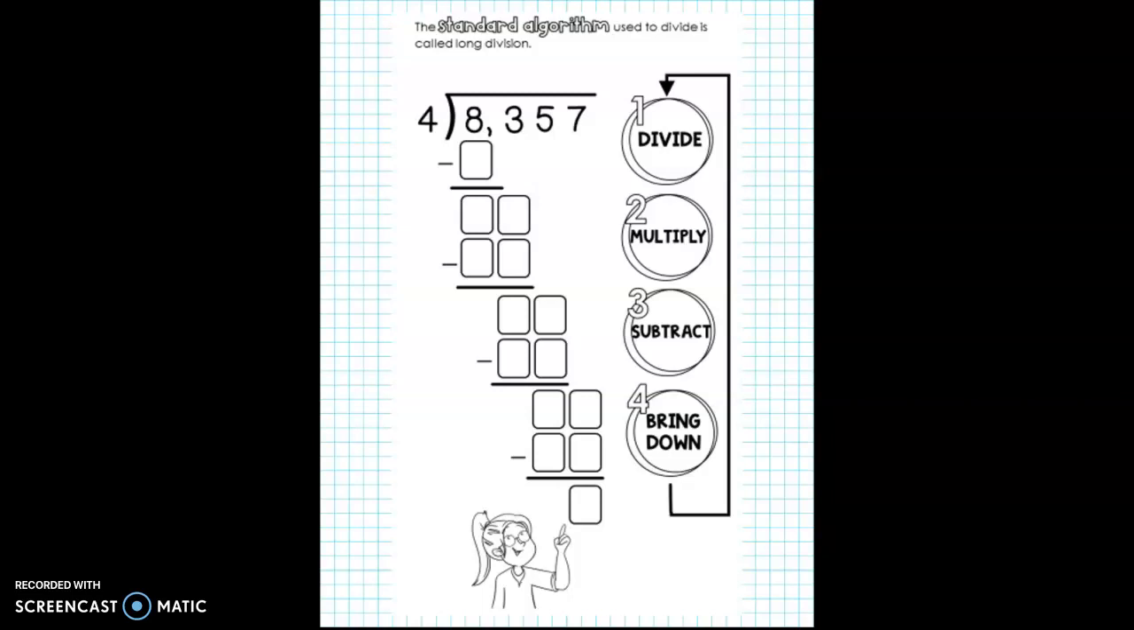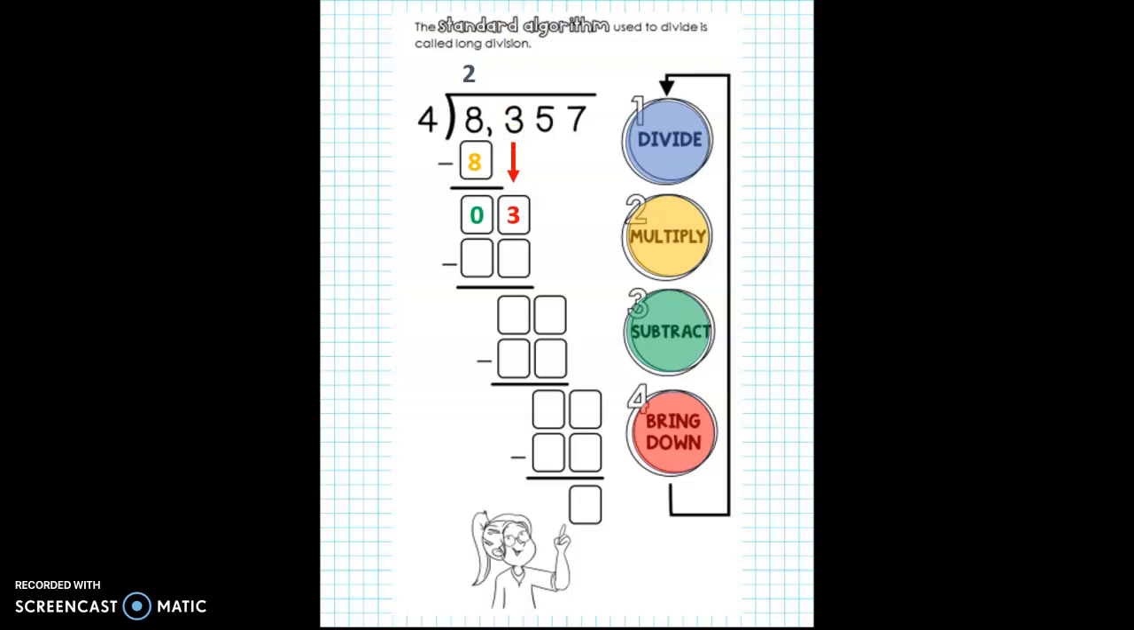First step is to divide 4 into 8. 4 goes into 8 2 times. Then we multiply our divisor by that number we just wrote in the quotient. So 4 times 2. Write your number below the dividend so you can subtract. Subtract 8 minus 8, which would be 0, and then bring down the next digit.